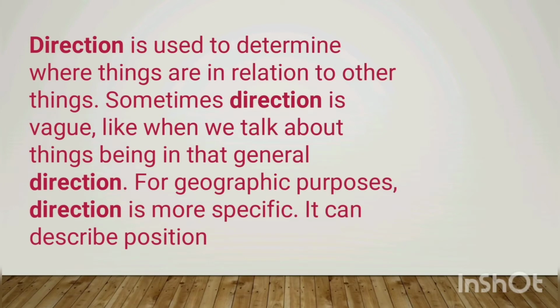Now we'll see direction is used to determine where things are in relation to other things. Suppose something is there, and you are in relation to that, on the west side or the eastern side. Sometimes direction is vague, like when we talk about things being in that general direction. For geographic purposes, direction is more specific. It can describe the position of anything, whether it's a monument, a forest, a building, or the capital of any place. It should be specific. We cannot say it vaguely, right? For geographic purposes, direction is more specific.